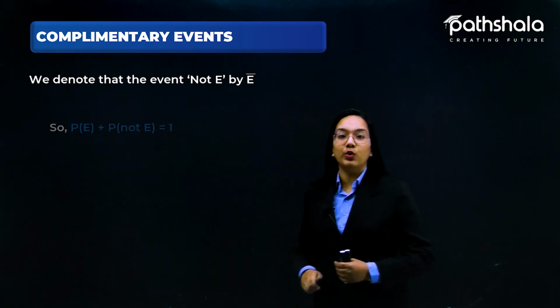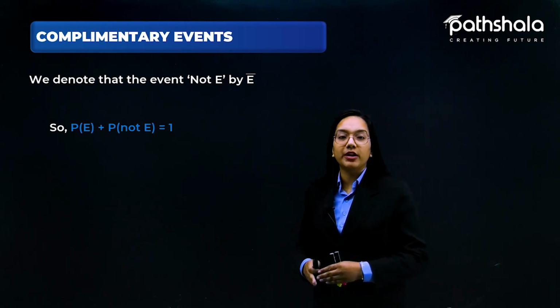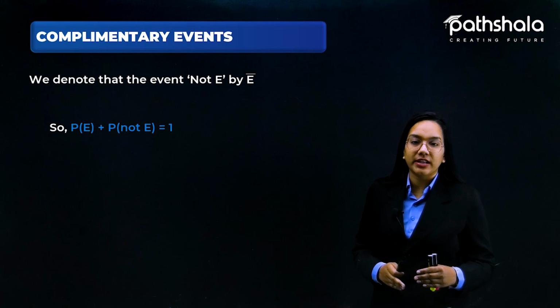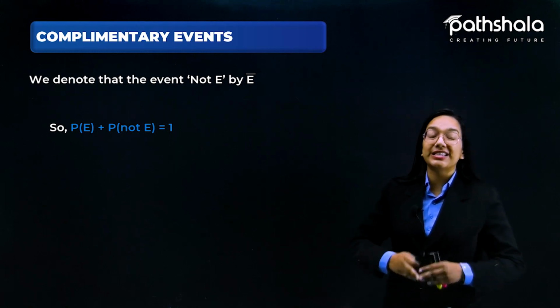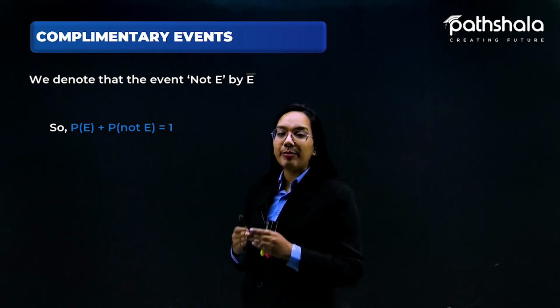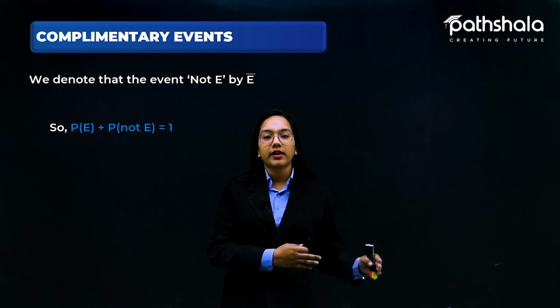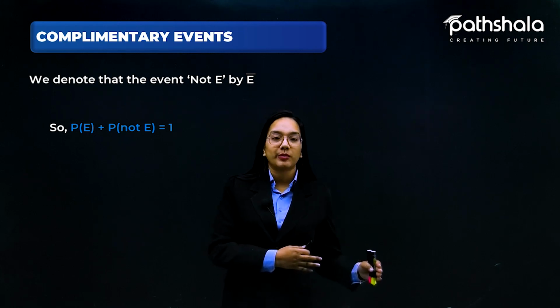And furthermore, we know that the probability of the occurrence of the event plus the probability of non-occurrence of the event is always equal to 1. This is a very, very special important result. Always remember that for any particular event, the probability of the occurrence of the event plus the probability of the non-occurrence of the event is always equal to 1.